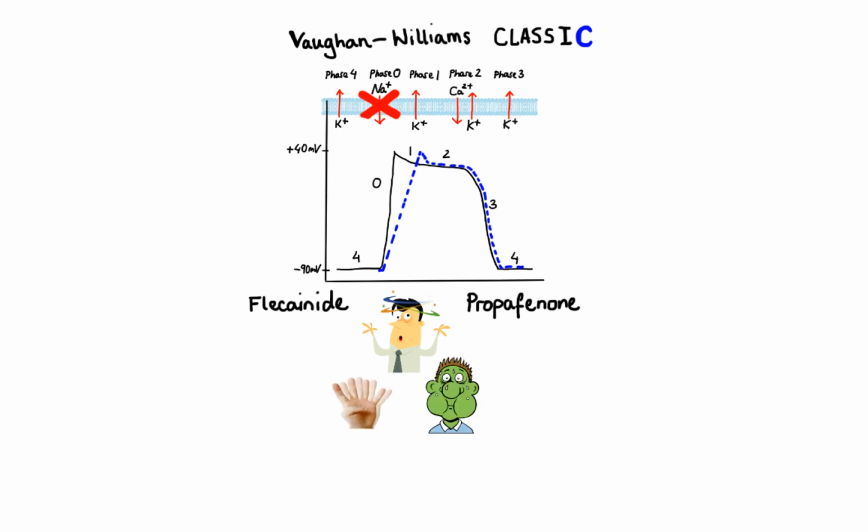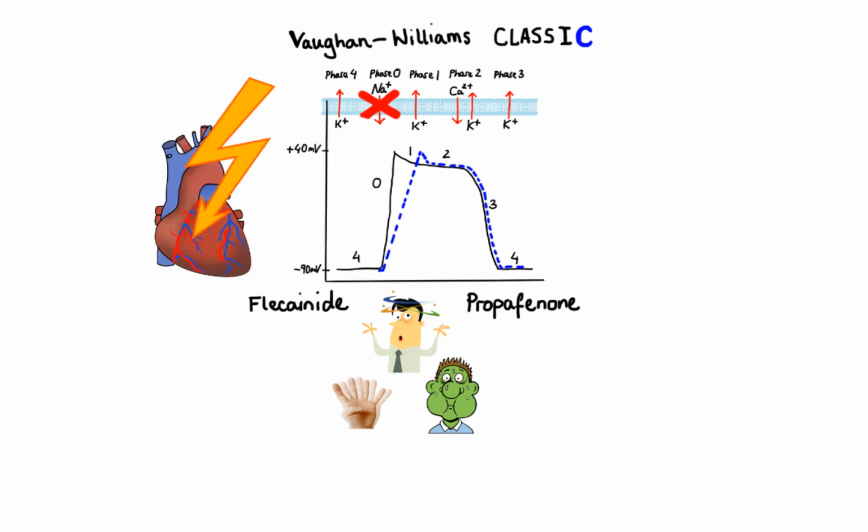Also, something that I haven't mentioned yet is that one of the risks associated with the class 1 agents, actually all of them, is that they have the potential to actually cause arrhythmias themselves. So weighing the risks versus benefits is very important before initiating therapy with these agents.